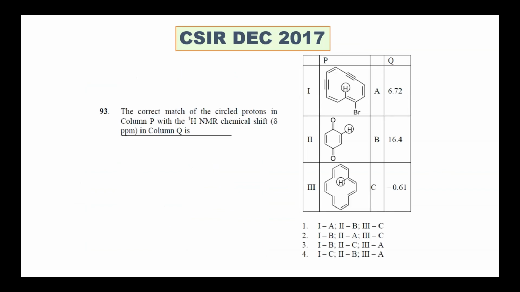Interesting question, December 2017. This is having 1, 2, 3, 4, 5, 6. So 12. So it is anti-aromatic. Now here I have 1, 2, 3, 4, 5, 6, 7. So 14 electrons. So it is aromatic system. This is anti-aromatic system.